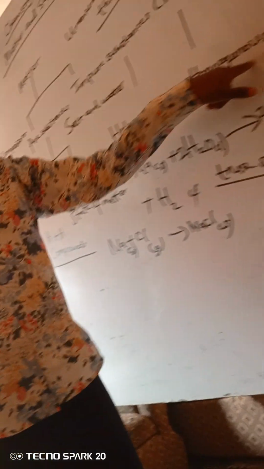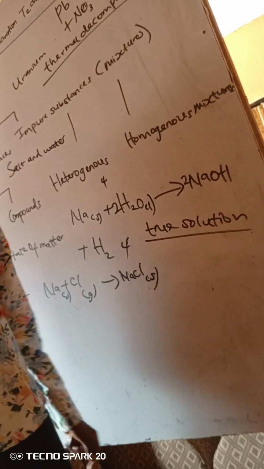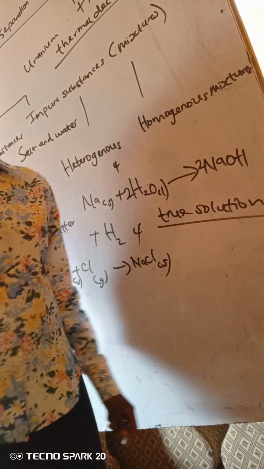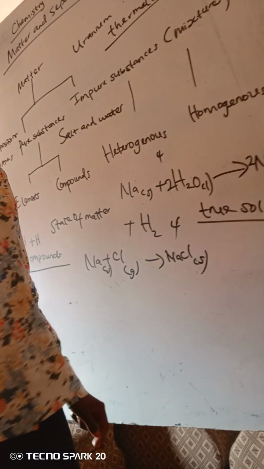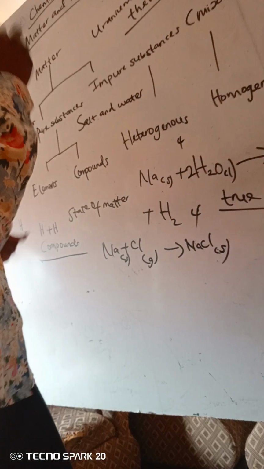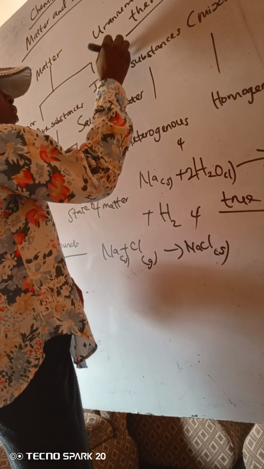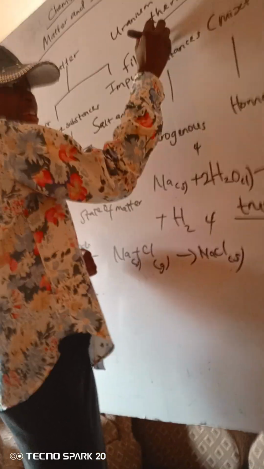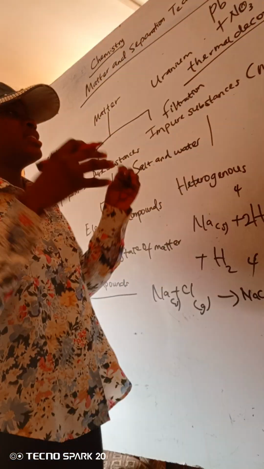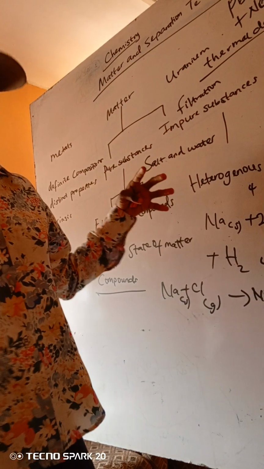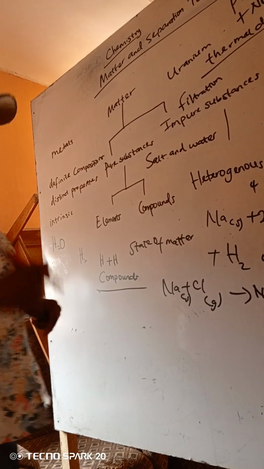True solution can also be known as homogeneous mixtures, in the case of salt and water. Why? Because the particles are not easily distinguishable. You can't see them with your naked eyes, right? Because they are true solutions. And if we try to separate them by the filtration method, which we'll still explain, they cannot be separated because they are already evenly dispersed in each other. I believe you understand.